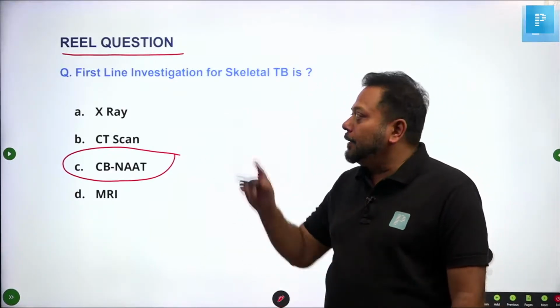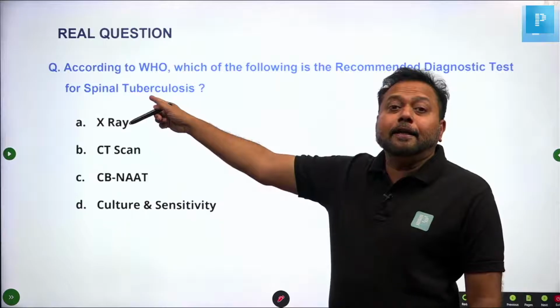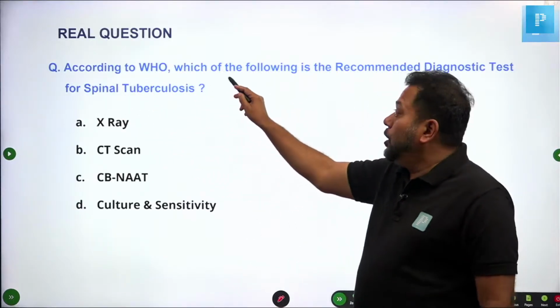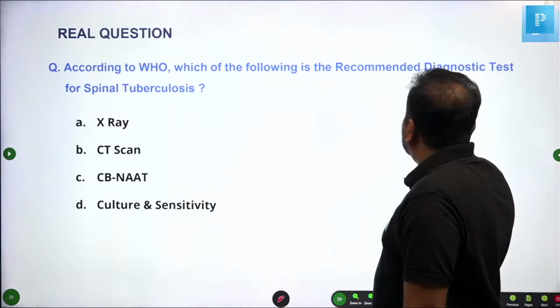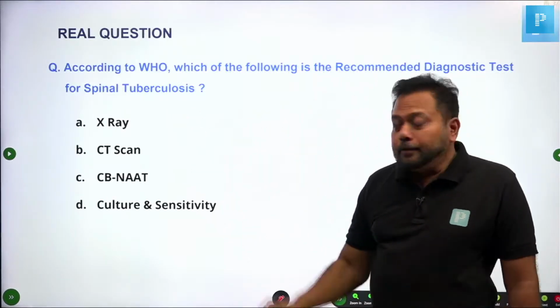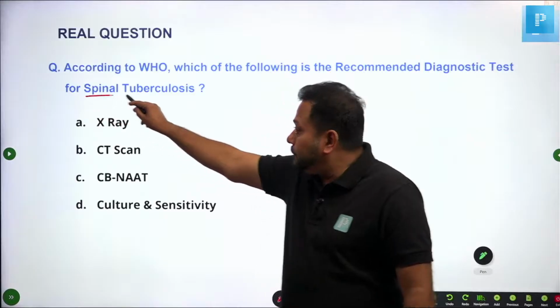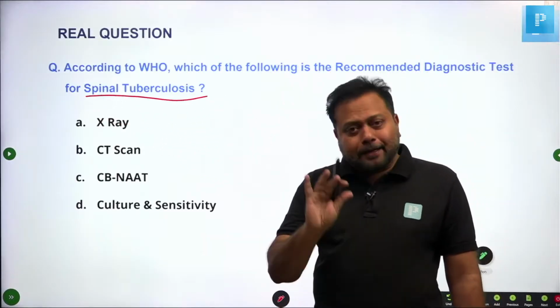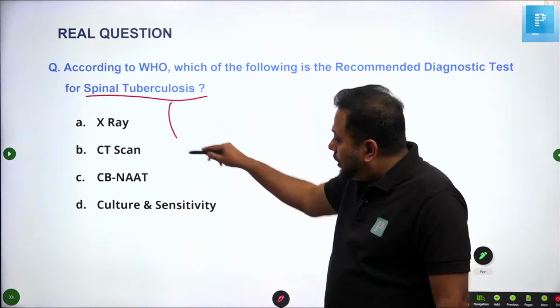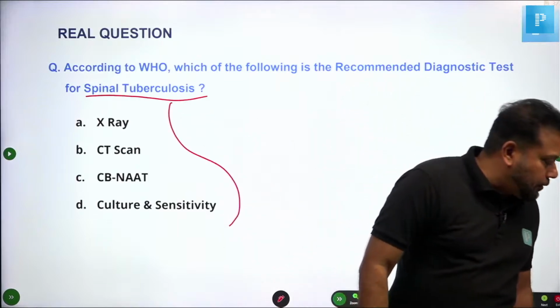Superb. Now we will go to the real question that has been asked in INI-CET. According to WHO, which of the following is the recommended diagnostic test for spinal tuberculosis? They have used the word spinal tuberculosis, that means it's extrapulmonary. And which of the following is the recommended? You should analyze all the 4 choices, then you should give the answer.